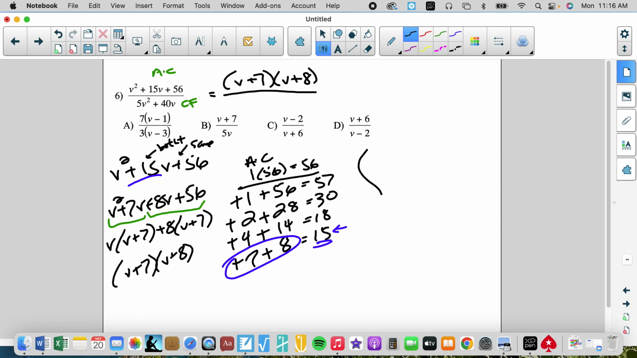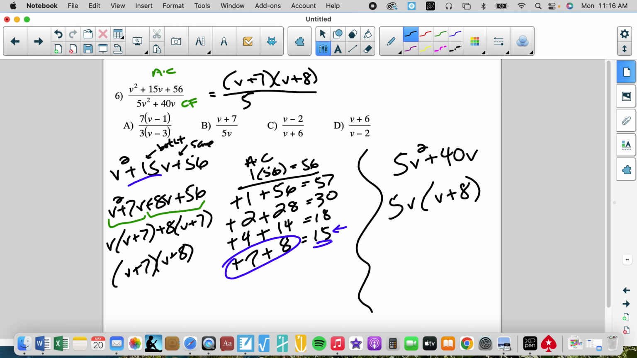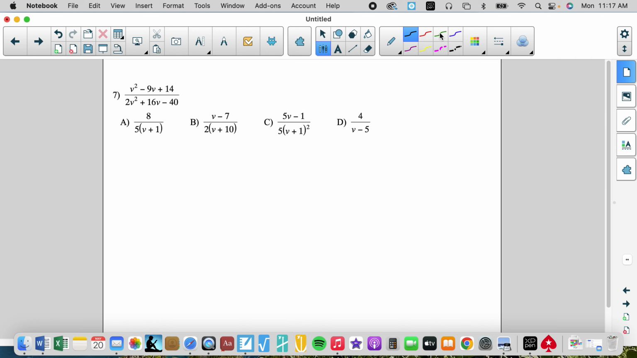Let's look at the denominator. We have 5V squared plus 40V. Let's factor out a 5V. That leaves us with V plus 8. So 5V times the quantity V plus 8. The V plus 8 cancel. V plus 7 over 5V. V plus 7 over 5V is going to be B. So that's good. We're going to do A times C.